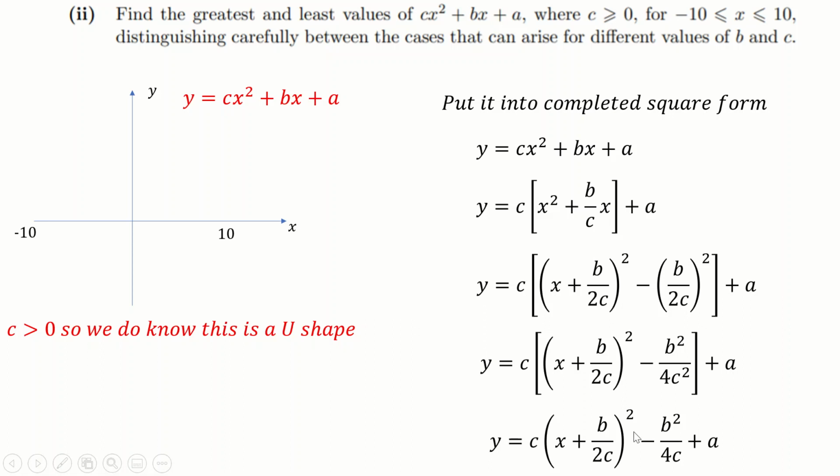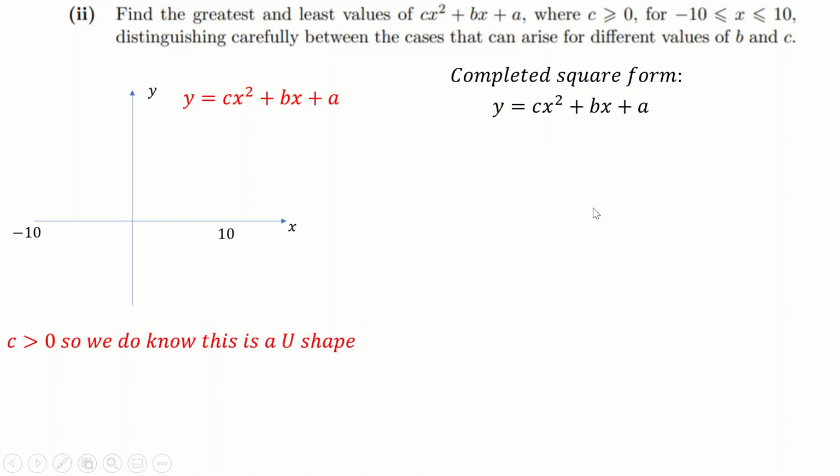But this is the thing in completed the square form. Looks a bit weird. I'm also going to swap these two terms over because I like the positives to come first. But I think this is my completed the square form. Okay, so where is the minimum point of this graph then?